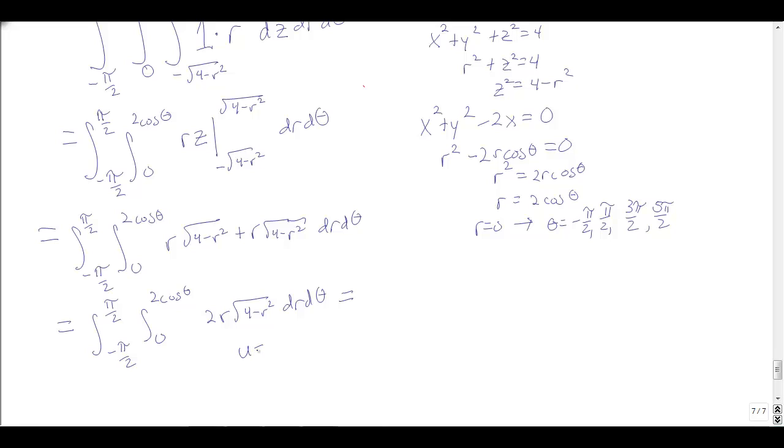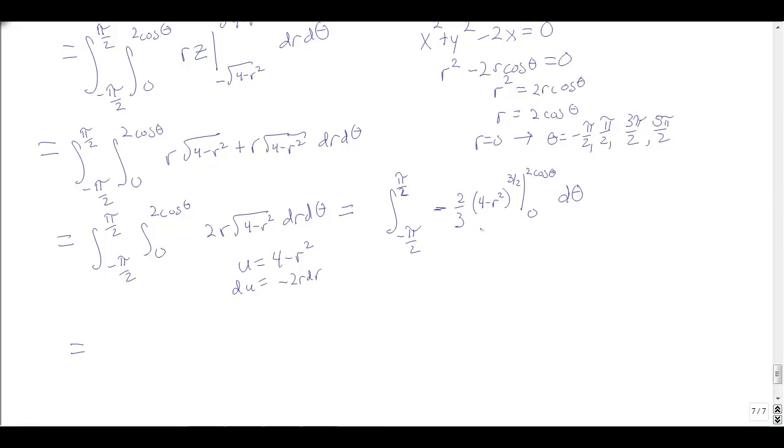And now I can integrate this with u equals 4 minus r squared. du would be negative 2r dr. I've got the 2r out there already, I just need the negative. So I'm going to integrate from negative pi over 2 to pi over 2, picking up an extra negative that I'm missing. And the integral of u to the 1/2 is u to the 3/2 over 3/2, or 2/3 u to the 3/2. So I get a 2/3 times 4 minus r squared to the 3/2, and we go from 0 to 2 cosine theta, d theta. Worries me a little bit here.